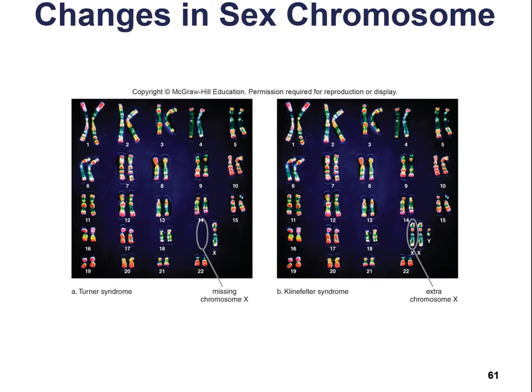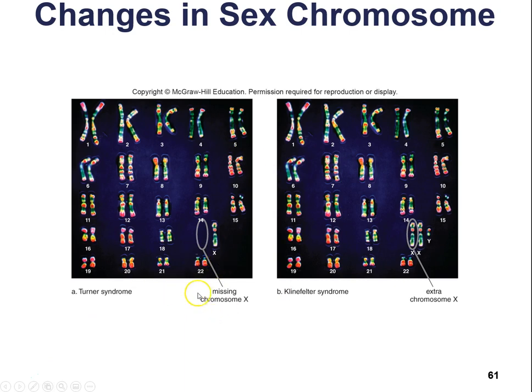Okay, so again, some more karyotypes, right? We should be familiar with looking at these. If I showed you a karyotype on the exam and asked you, does this individual have Turner syndrome, Klinefelter syndrome, Down syndrome? Is it normal? We should be able to determine that by looking at the karyotype.